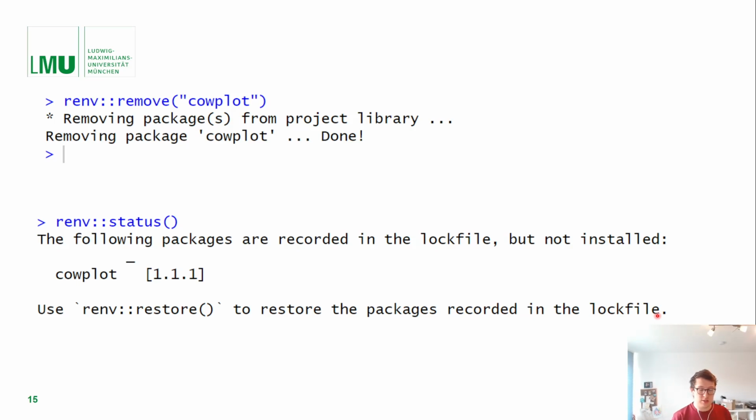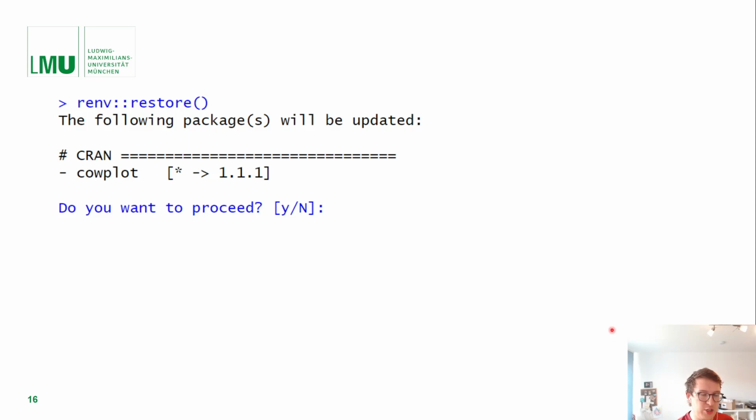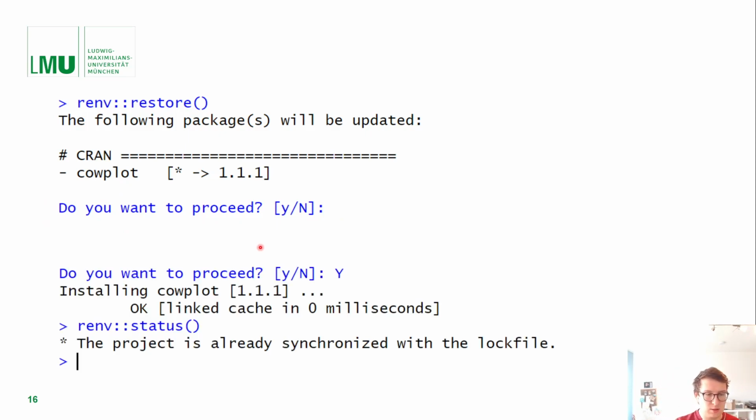So either I could update my snapshot to the version without the cowplot package, or I just type restore because I want to reinstall the cowplot package, or I want to have it back in my library. So when I type restore, the following packages will be updated, and then we see that cowplot will be updated. And again with the safety net, do you want to proceed, yes or no? All right. And when I type yes, so here you just type the Y or the N, in case you didn't know. I think you know that, but just in case.